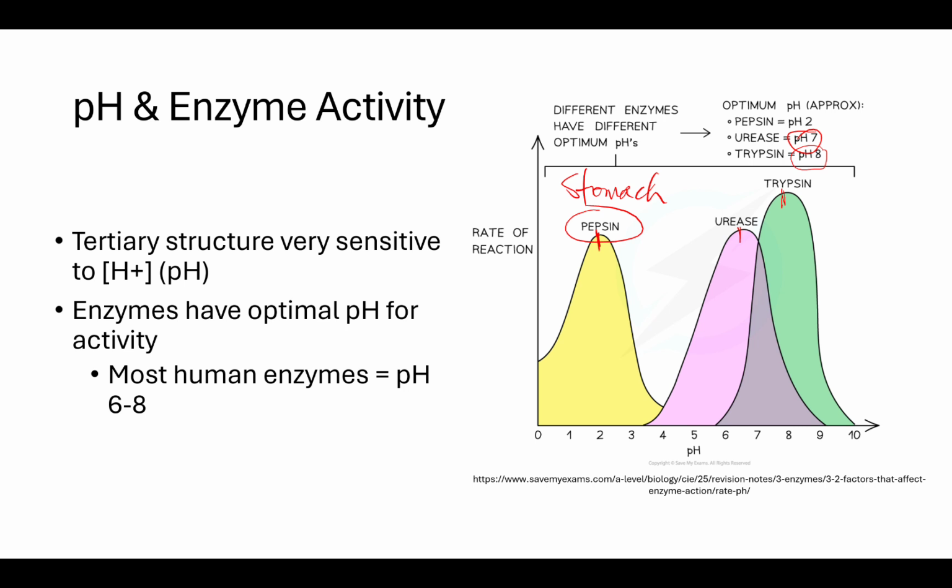If the pepsin ends up leaving the stomach, let's say there's a tear in the stomach lining or something, once the pepsin gets to a more basic pH, a higher pH, it will denature and no longer be able to break down proteins, which is its normal job.